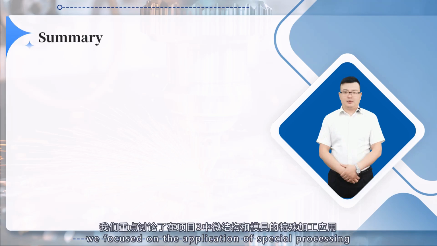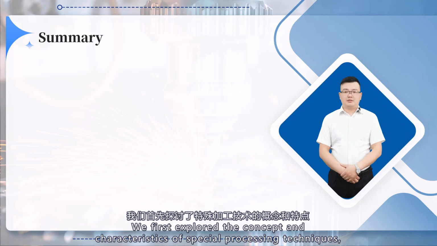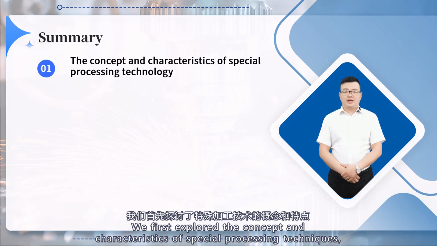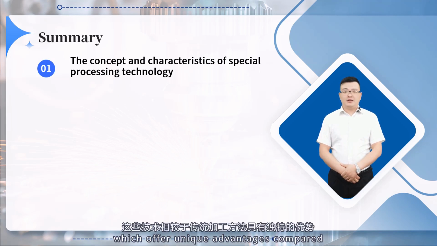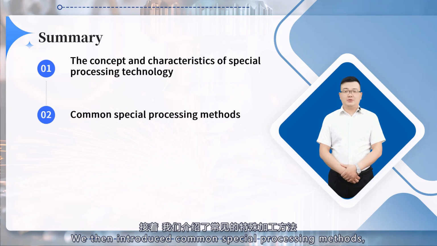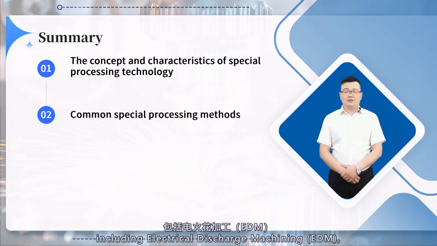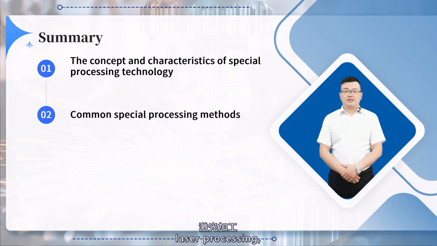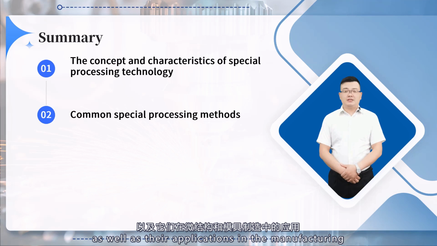In this lesson, we focused on the application of special processing for microstructures and molds in Project 3. We first explored the concept and the characteristics of special processing techniques, which offer unique advantages compared to traditional processing methods. We then introduced common special processing methods, including electrical discharge machining, laser processing, and electrochemical machining, as well as their applications in the manufacturing of microstructures and molds.